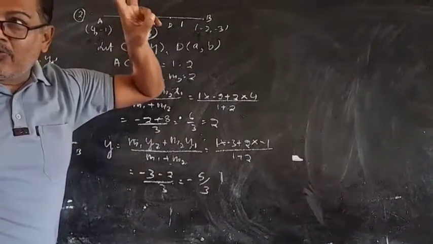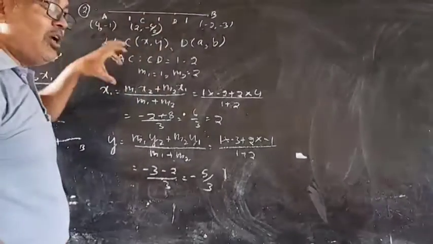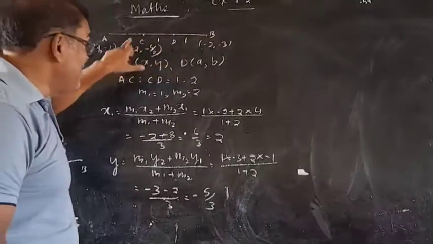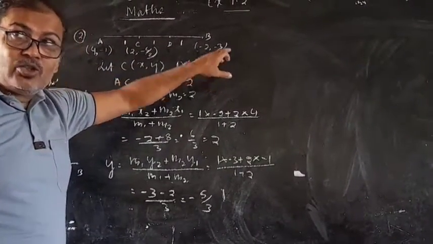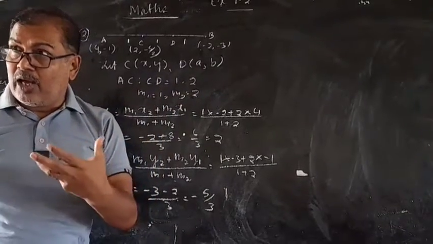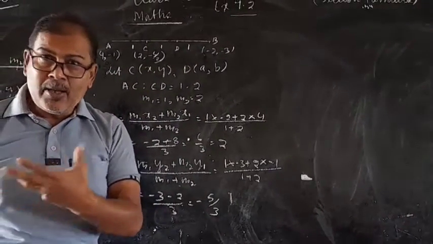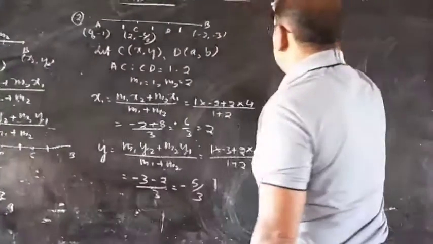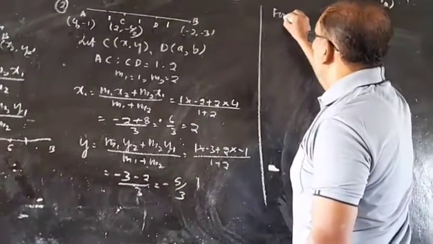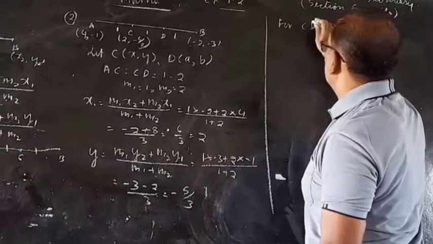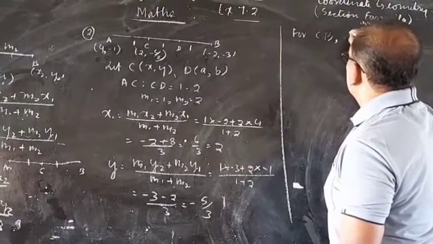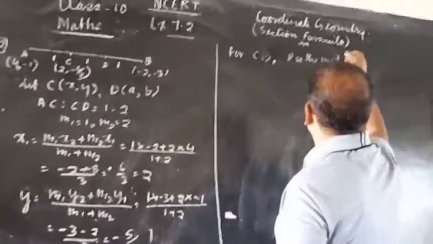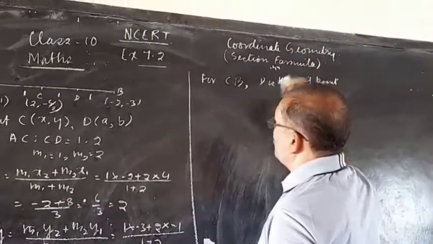Now if we take CB, in this condition, point D exactly divides CB into two equal parts. So what condition have we derived from this part of the question? D is the midpoint of CB. So directly we can use which formula? The specific condition formula, that is the midpoint formula. So we have to write here, for CB, D is the midpoint.